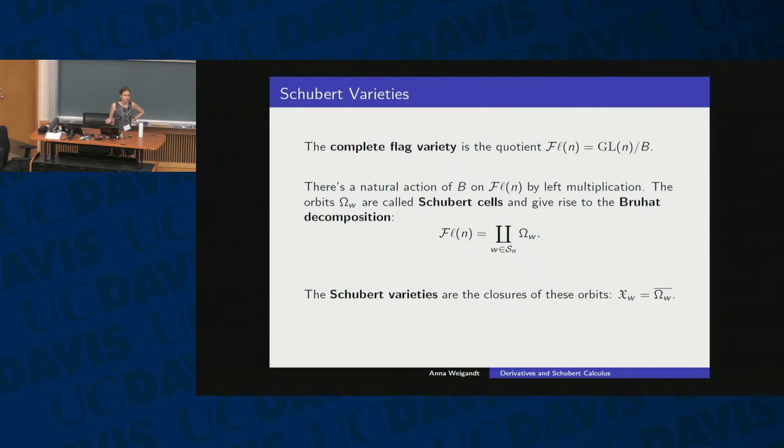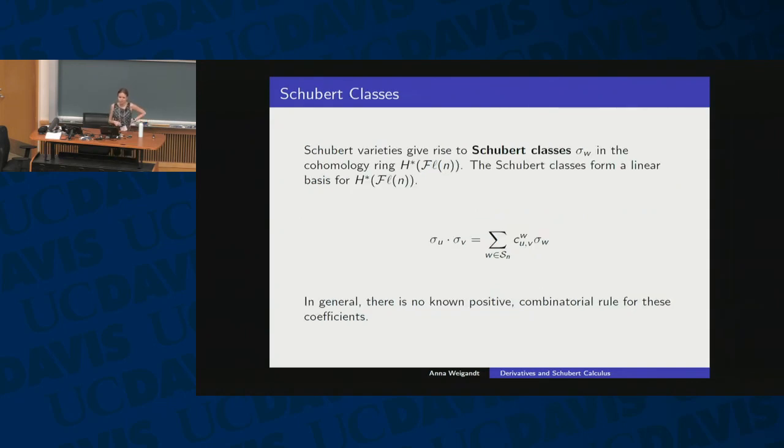And the Schubert varieties are really nice. In particular, they give us a basis for the cohomology ring of the complete flag variety. Each Schubert variety gives rise to a Schubert class, and they form a linear basis of the cohomology ring. So if we want to understand the structure of this ring, we take two Schubert classes, multiply them together, and expand in the Schubert basis. We get a bunch of structure constants, these c^w_{u,v}. For geometric reasons, these are non-negative integers. They're actually counting intersections of certain translated Schubert varieties.